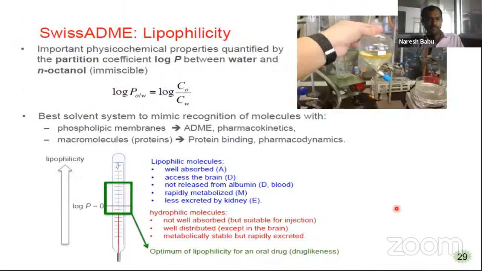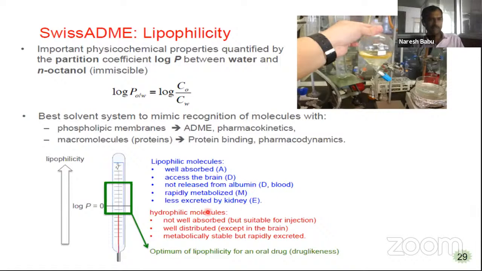And SwissADME lipophilicity, we know this parameter: lipophilic molecules and hydrophilic molecules. So, the difference between lipophilic and hydrophilic molecules. Lipophilic molecules are well absorbed and access the brain, that means easily crossing the blood-brain barrier, and are not released from the albumin, that means they bind with the proteins, and are rapidly metabolized and less excreted by the kidney. These are the properties you can observe if the drug molecule has more lipophilicity.